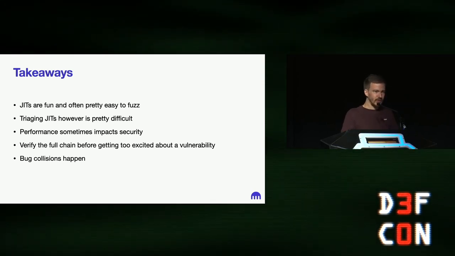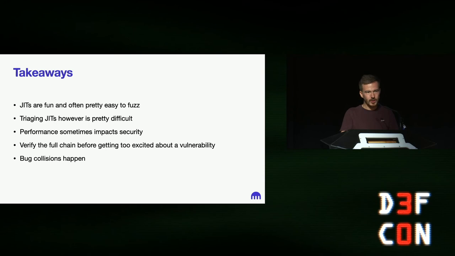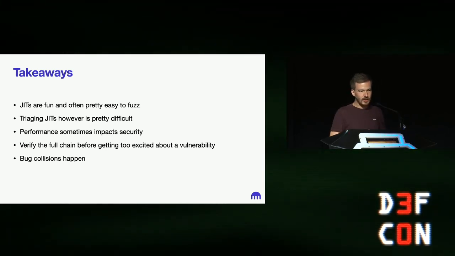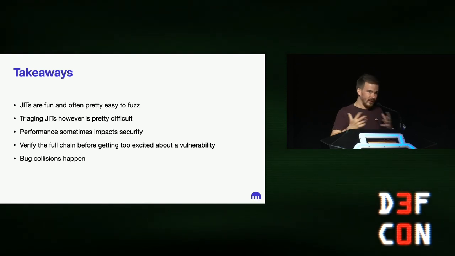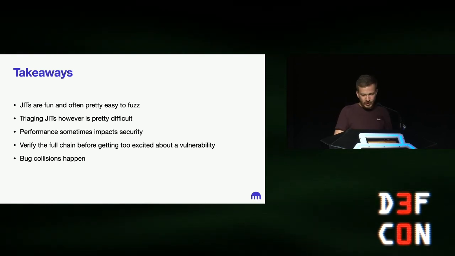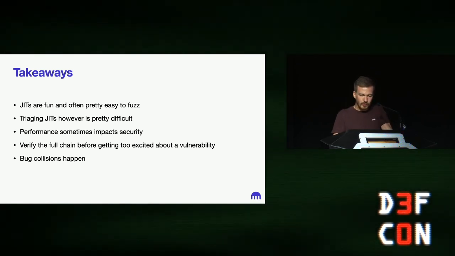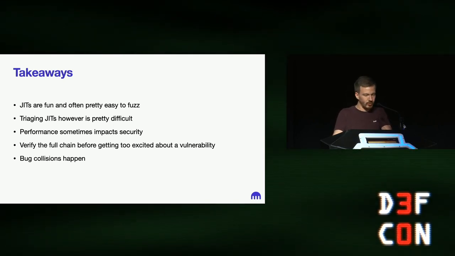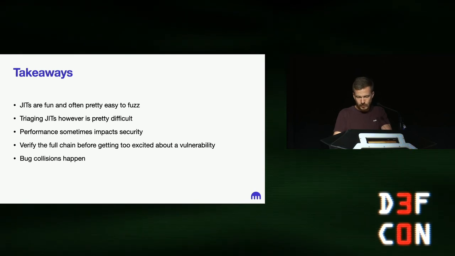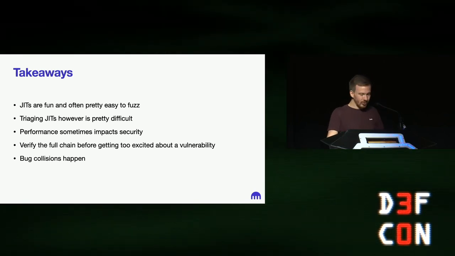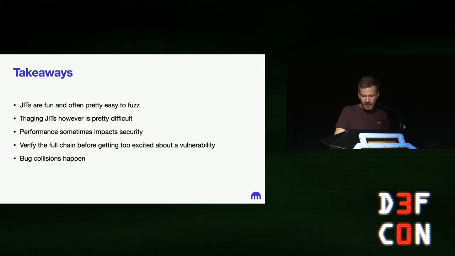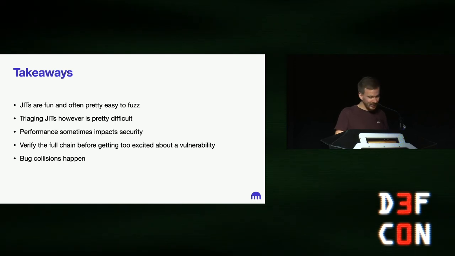Also, performance can really impact security. Sometimes you have to make a decision on whether you want performance or security. In this case, using a just-in-time compiler is somewhere in the middle. It's pretty difficult to get it right. But luckily, since then, they've added native fuzzing infrastructure to the whole VM, and I think it's pretty secure by now. Also, if you find a vulnerability, don't get super excited. Verify that it's actually exploitable in the wild. And unfortunately, bug collisions happen.